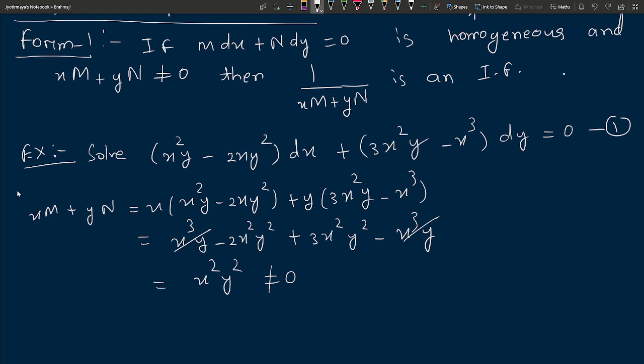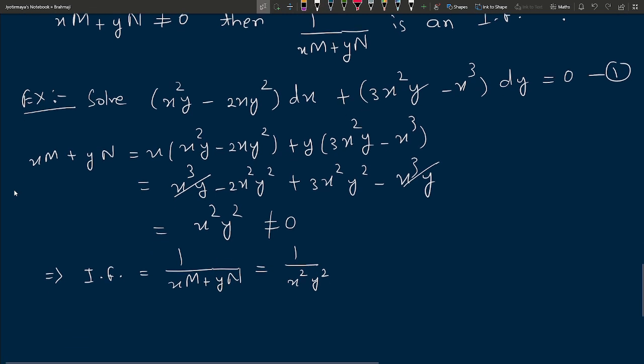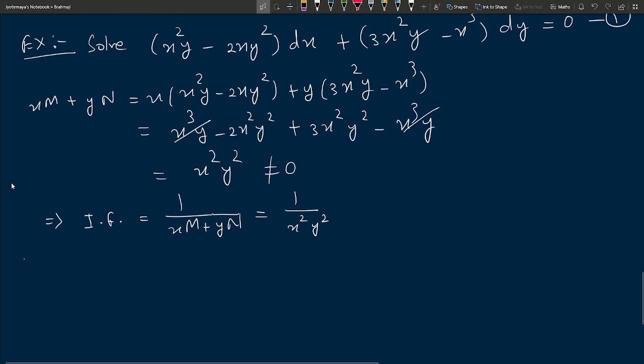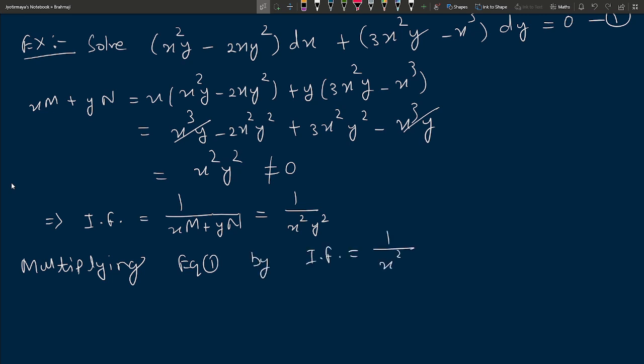So if x into M plus y into N is non-zero, then 1 by (xM plus yN) is an integrating factor. Then the integrating factor is 1 by x into M plus y into N. This is equal to 1 by x square y square. Now we will multiply this integrating factor with equation 1. What is the integrating factor? 1 by x square y square.